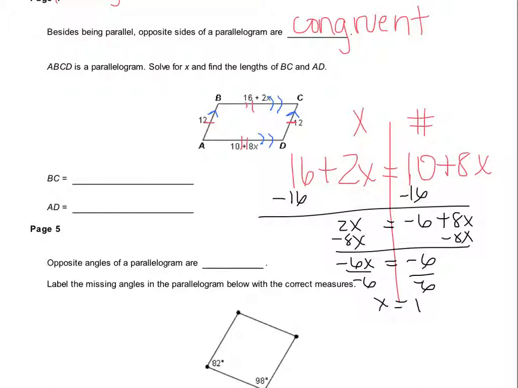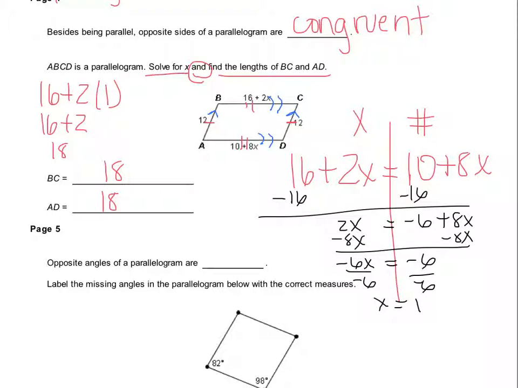So if x is 1, that's half the battle, because the first thing it told me to do was solve for x. Then it said to find the lengths of BC and AD. Well, I know that BC is 16 plus 2x, and I just found out that x is 1. So that means it's 16 plus 2 times 1. Well, that's just 16 plus 2, and that is 18. So BC is 18, which means that AD is also 18, because they are congruent.